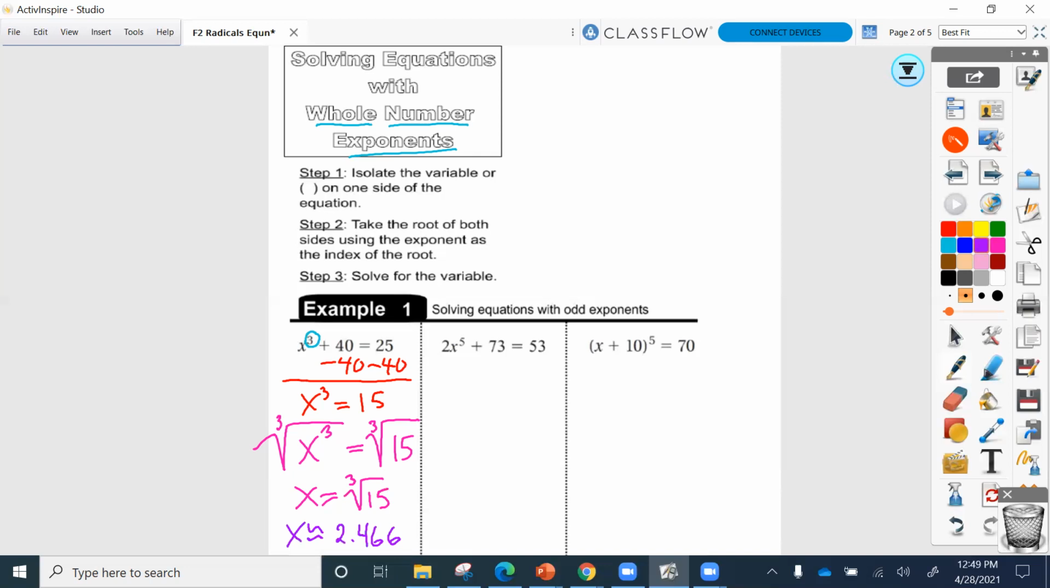All right, let's try something that's raised to the 5th power this time. So the first step is the same. You're going to isolate the variable on one side. So first we have to get rid of 73. So we're left with 2x to the 5th is equal to negative 20. So now we're going to get rid of the 2 by dividing both sides by 2. So you'll get x to the 5th is equal to negative 10.